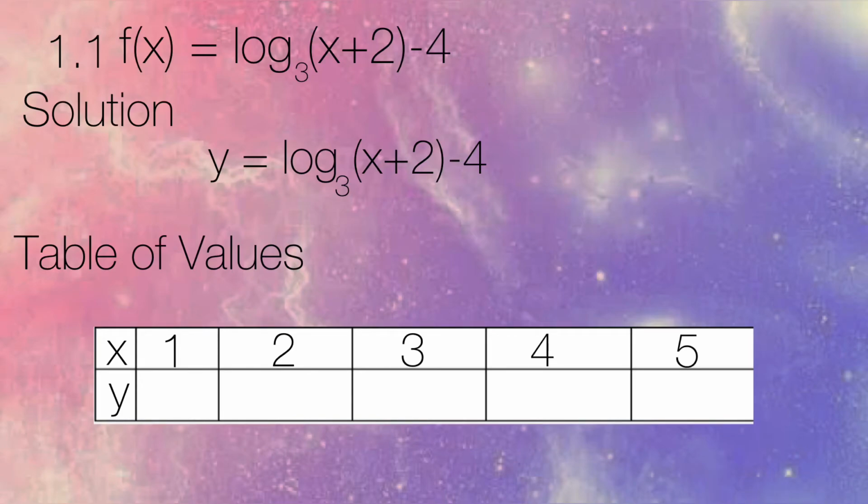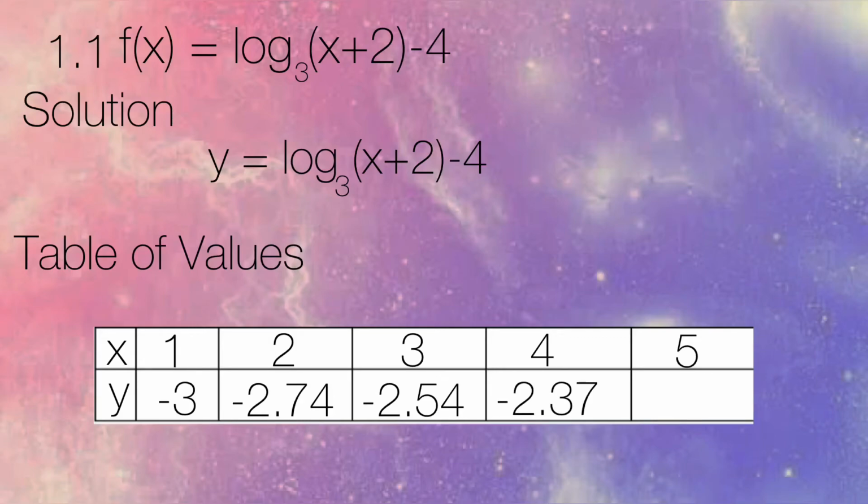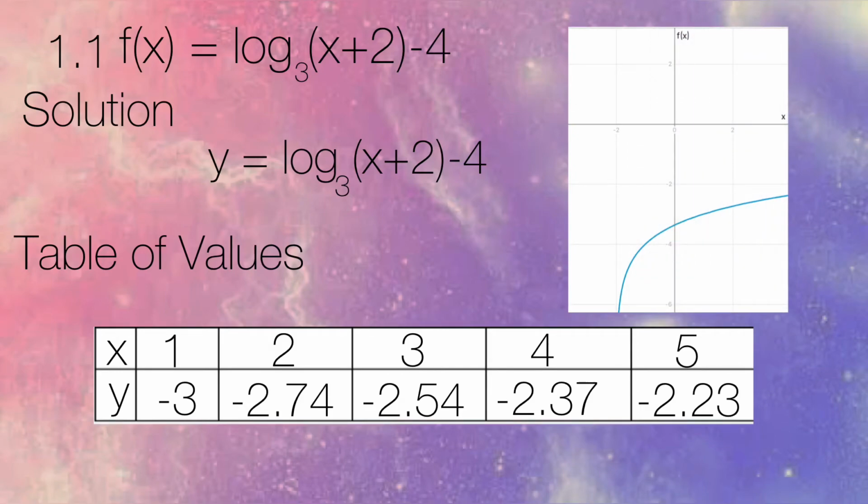Since we now have the values of x, let's substitute the given values of x into the given equation. Use your calculator to substitute the values of x into the given function. And now we have the values of y: negative 3, negative 2.74, negative 2.54, negative 2.37, and negative 2.23. After the table of values, plot the points and make a graph. After making the graph, combine the two graphs from problem 1 and problem 1.1.